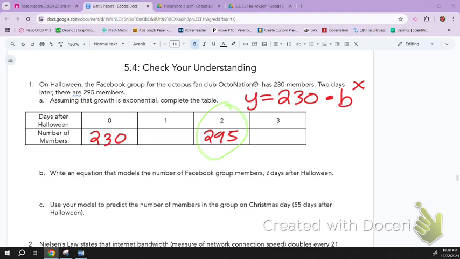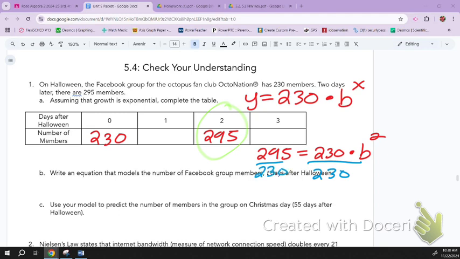I do know this point. I'm going to replace 295 for Y. I'm going to replace X with 2. I plugged in the point. Now the only variable left to solve for is B. How would you solve for B? You would divide each side by 230. Let's do that.